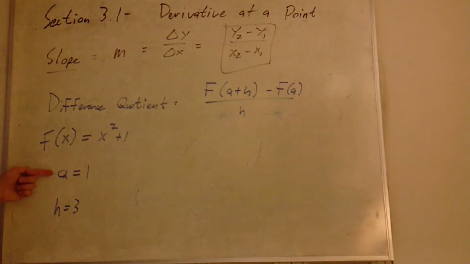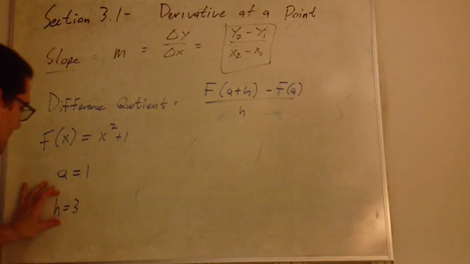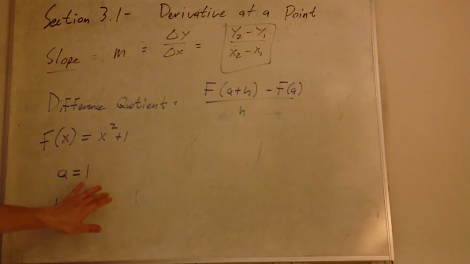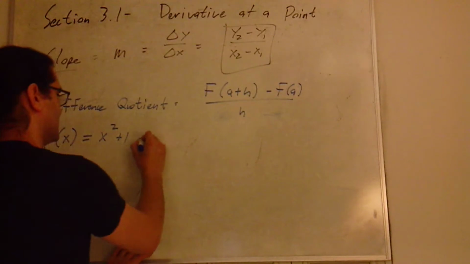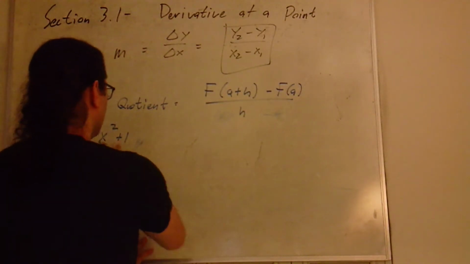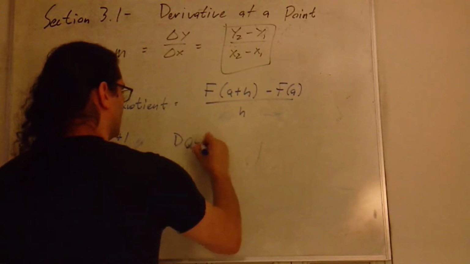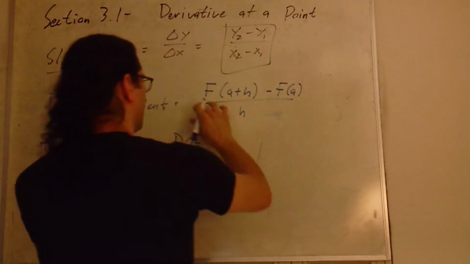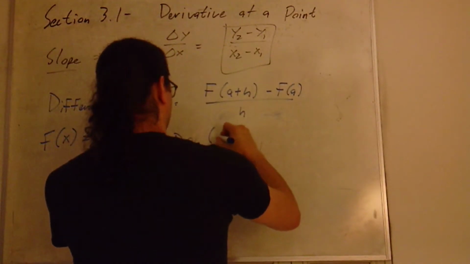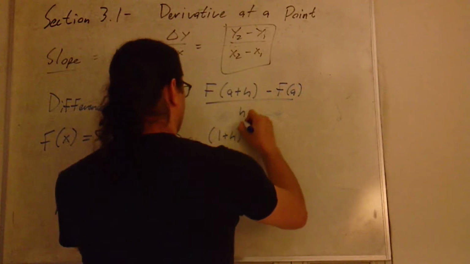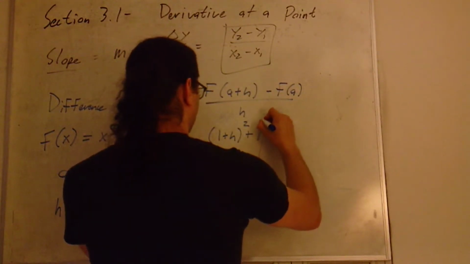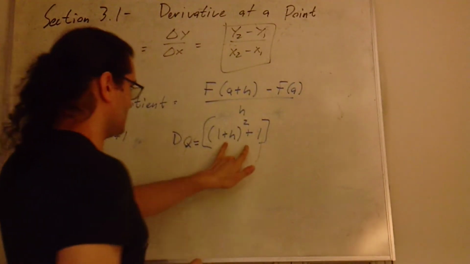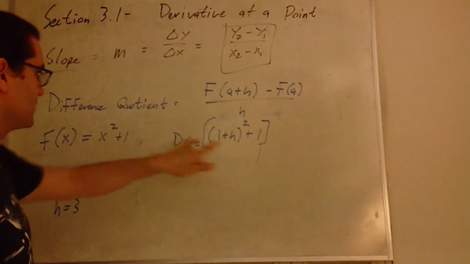I'm going to write that down for now. So this is what gives me my first point of 1 and my second point of 4. But I'm not going to actually plug the h in until the very end, so we can see what this looks like as a difference quotient. So the difference quotient is going to be f of a plus h, so 1 plus h squared plus 1. This is what f does to things. Squares something and adds 1.